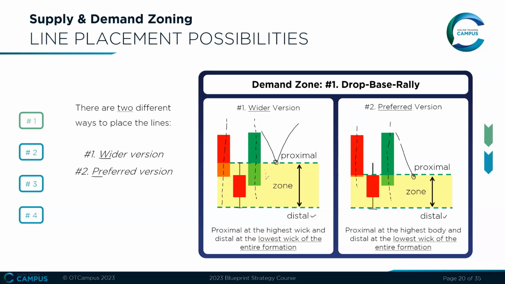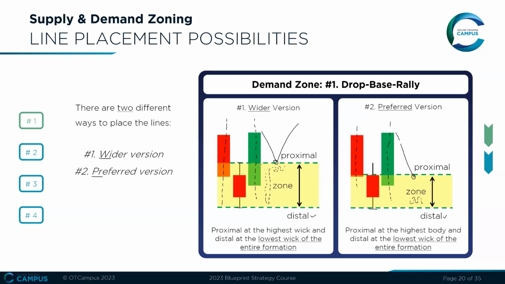As with unfilled orders, we never quite know where they are. They may all be sitting up here. They may all be sitting down here. We never quite know. And so what's the difference between those two? Well, for now, I just want you to understand that there are two separate versions. And there are times where we take the wider, and there are times where we take the preferred version.